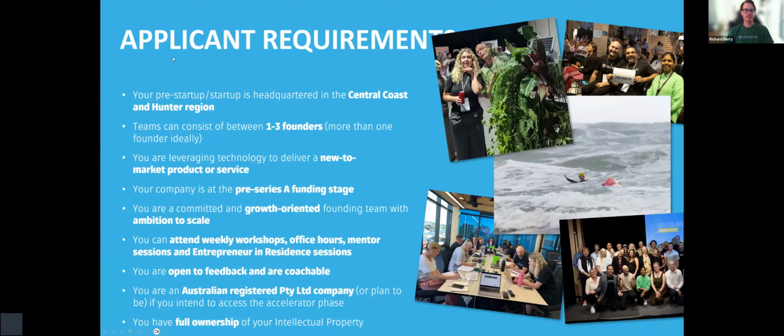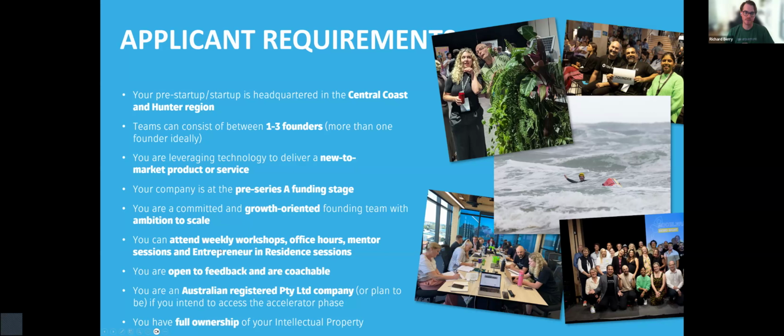So, applicant requirements. This is a repeat of what I talked about before. You're HQ'd in the Hunter or Central Coast. You are 1 to 3 founders. Again, solo founders are fine. Teams are great. Whether you're a solo founder or a team is not going to weigh harshly on your application. You are leveraging tech to deliver a native market product or service. You're unique. Your company is at the pre-Series A. You haven't had a significant capital raise. You're committed and growth-oriented. You're coachable.